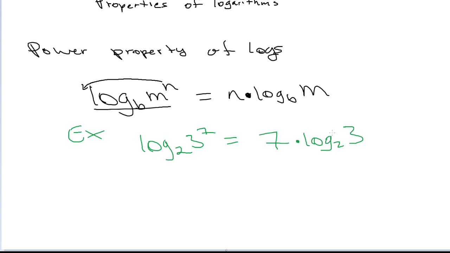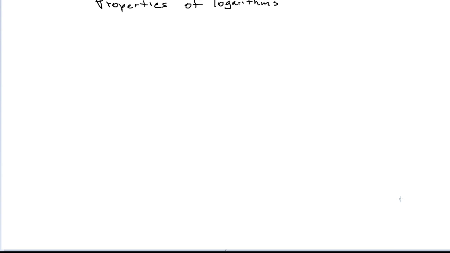All right, so those are the properties. Now let's look at some more examples where we can utilize these properties. So there's 3 properties that we looked at: product property, quotient property, and the power property. All right, so let's come up with a couple examples where we can get to apply all of these.